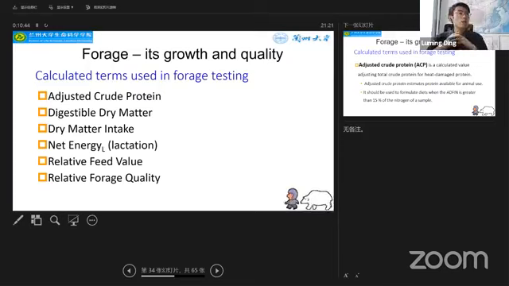There are still some calculated terms in forage testing. The previous ones are tested in the lab, but these are calculated, such as adjusted crude protein, digestible dry matter intake, net energy for lactation, relative feed value, relative forage quality.